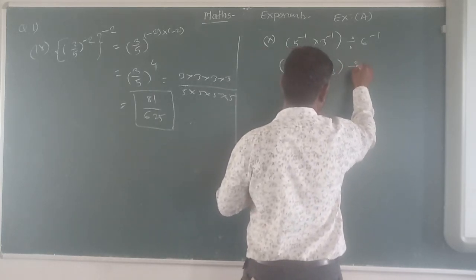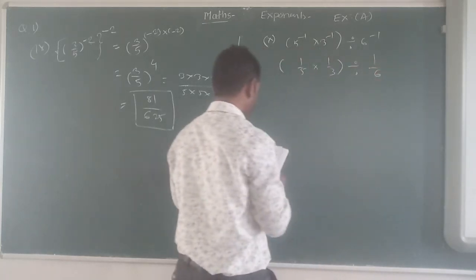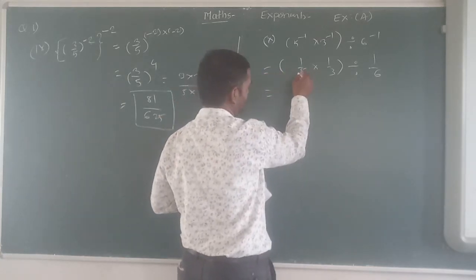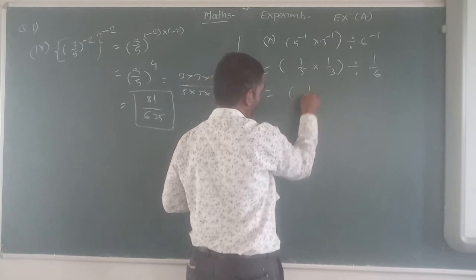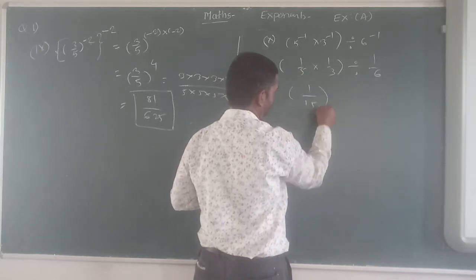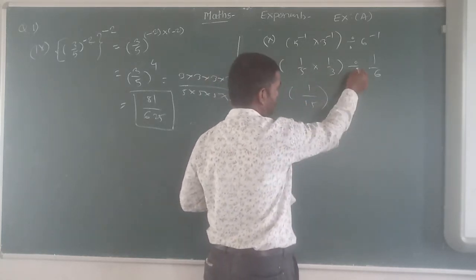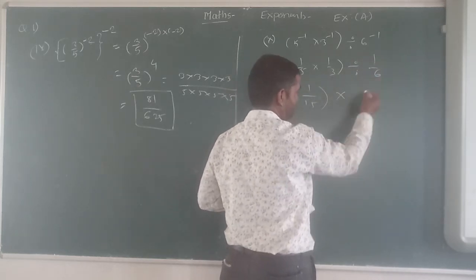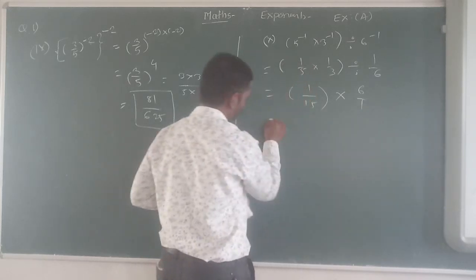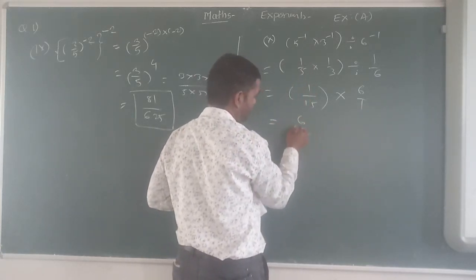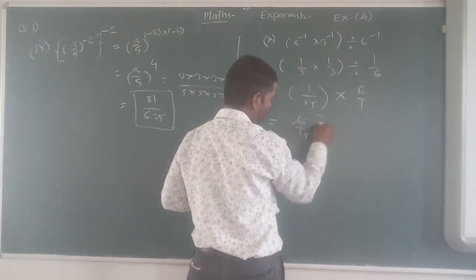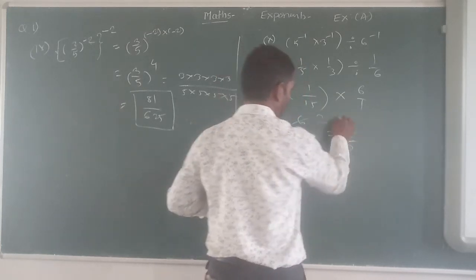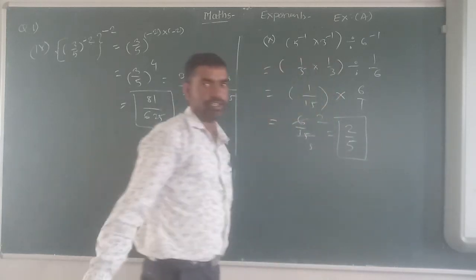Here also divide by 1 upon 6. So here take the multiplier. 1 into 1, 1. 5 into 3, 15. Here take the reciprocal. Divide it here, so take reciprocal. Divide will become multiply. 1 upon 6 will become 6 upon 1. So 6 upon 15. Divide. 3 2s are and 3 5s are. That means 2 upon 5. What is your final answer? 2 upon 5 is your final answer.